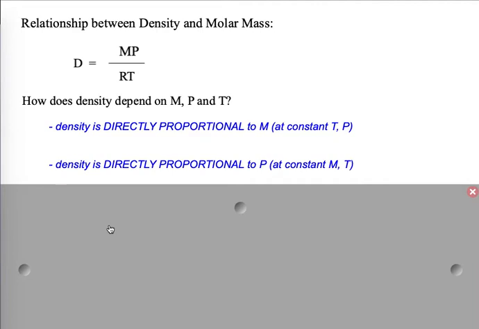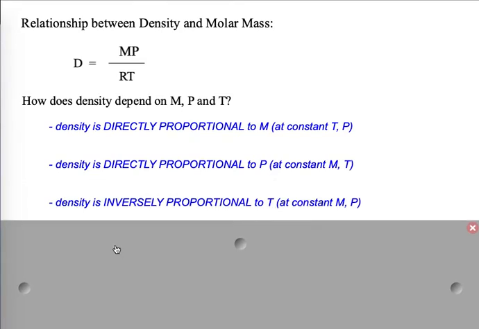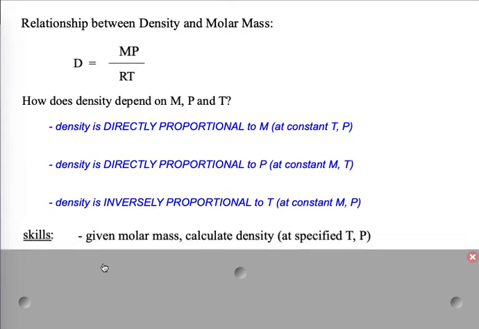What about temperature? Well, we see that temperature and density are on opposite sides of the equal sign, but density is in the numerator and temperature is in the denominator. That tells us that as temperature increases, density must decrease, or density is inversely proportional to temperature at constant molar mass and pressure. That makes perfect sense too, because we learned earlier in the unit that at constant pressure, if we increase the temperature of a sample of gas, the volume increases as well. Well, if mass remains constant but volume increases, density must decrease. Therefore, the density is inversely proportional to temperature. So, what you should be able to do is the following.